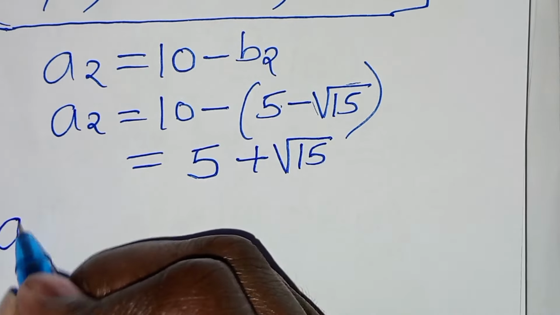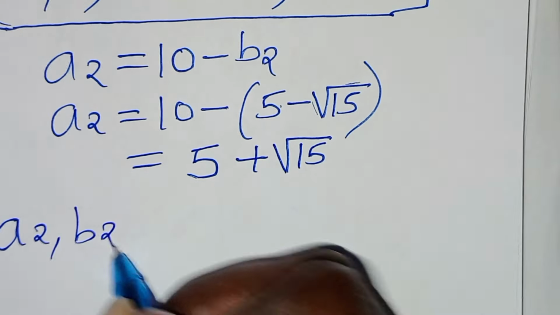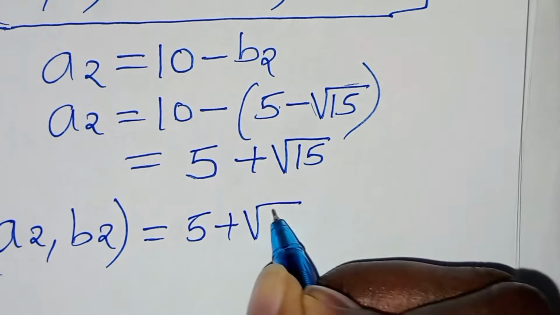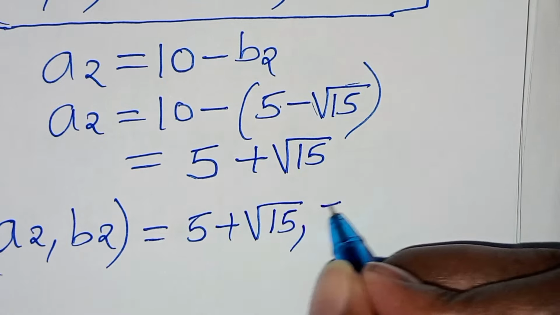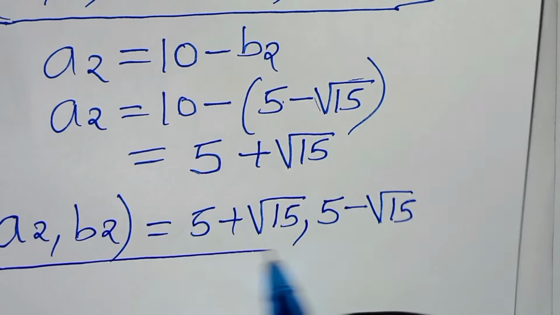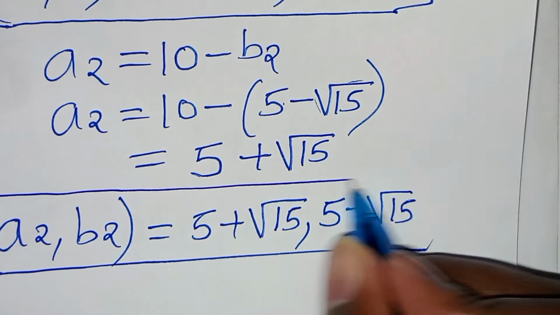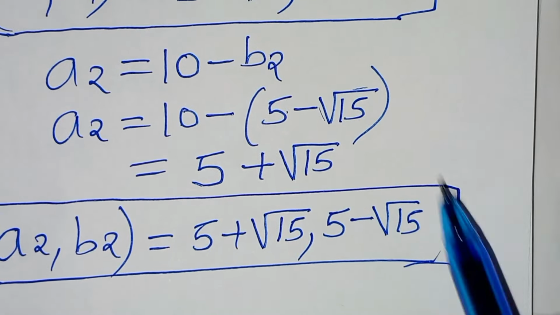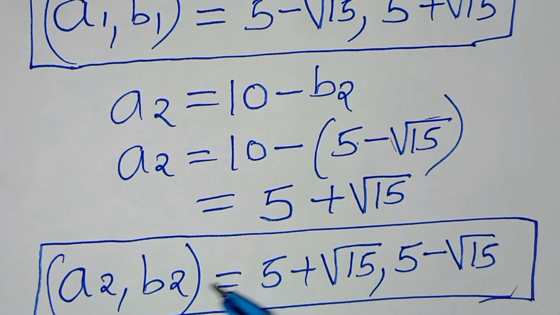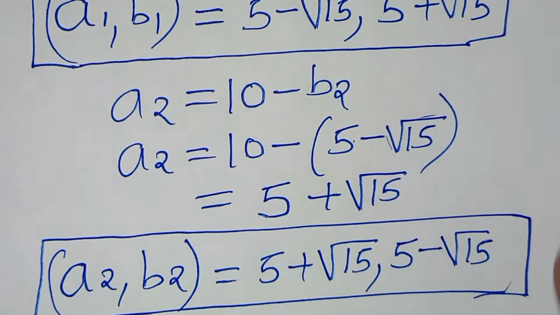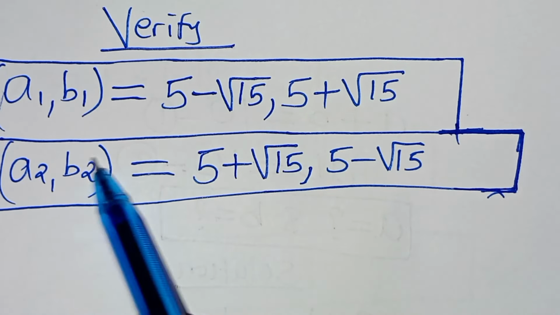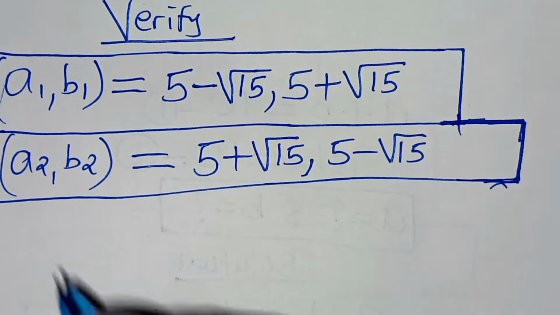So we have the second set of solution, a2, b2. This is equal to 5 plus square root of 15, comma 5 minus square root of 15. So this is the second set of solution that we have for this algebra problem. So the next step from here, let's verify that these two sets of solution satisfy the equation. Let's verify that a1, b1 and a2, b2 satisfy the equation.